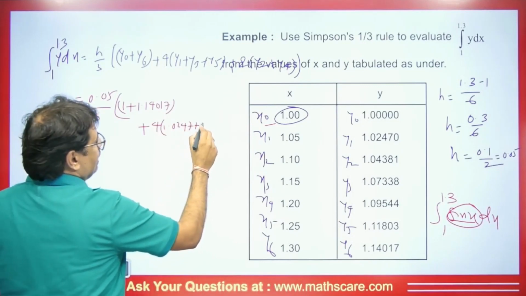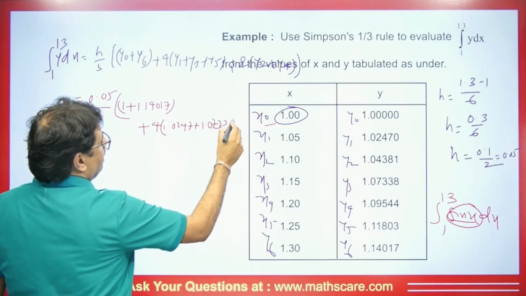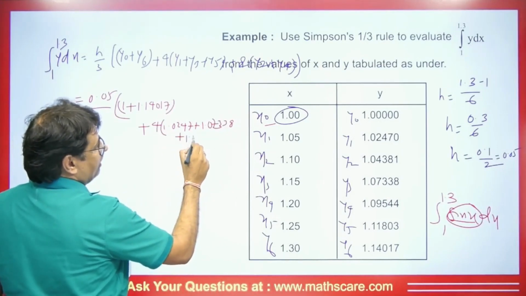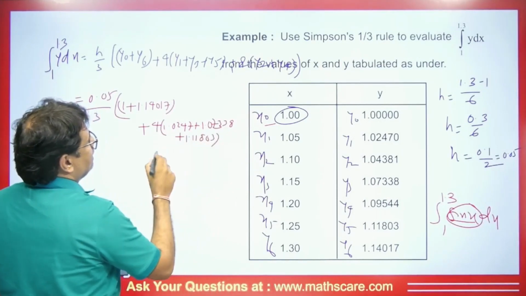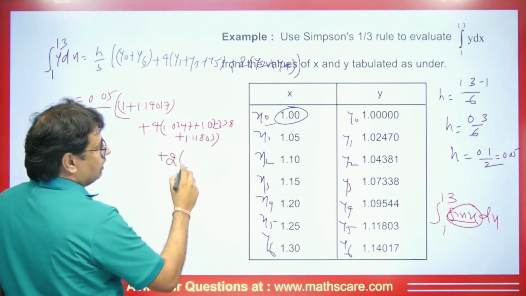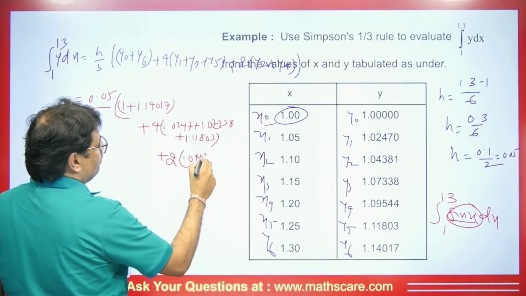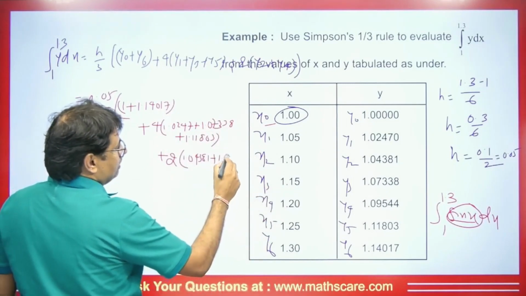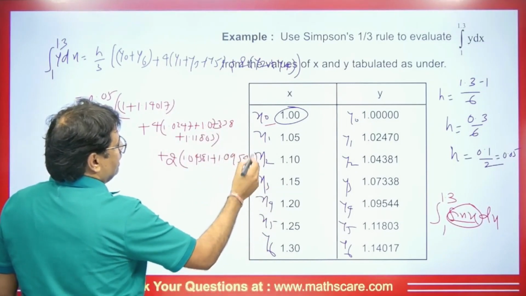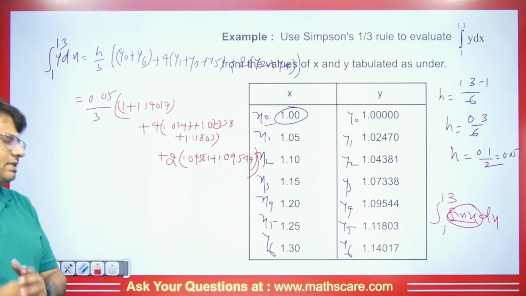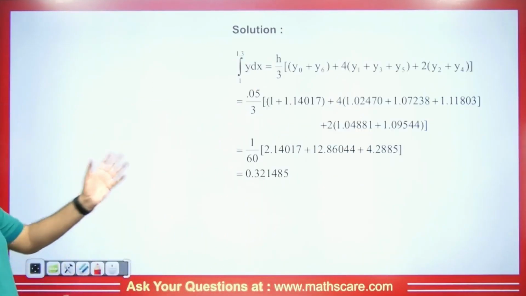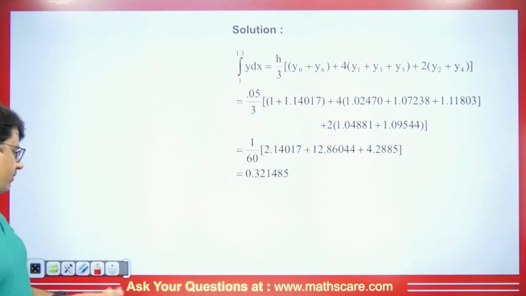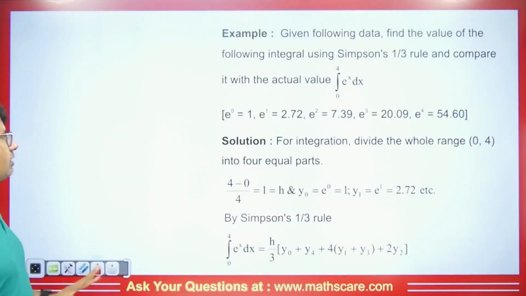Plus y3 will be 1.0733388 and plus y5. The value of y5 will be 1.11803 and this will be plus 2 into y2, right? And this will be 1.04318 and plus y4, okay? This will come 1.09544. And when we solve its value using a calculator, we will get its answer. Whereas the next value we have calculated here will be 0.321485.